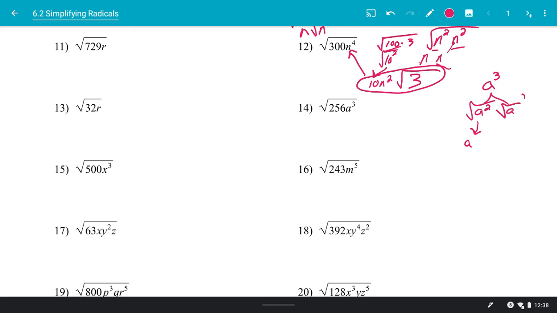And this one, I can't, that doesn't go in there. There's no power up there. So I just kind of got to leave that one as it is. So that's going to stay on the inside. So I'm going to have a on the outside and a on the inside of the square of the radical.